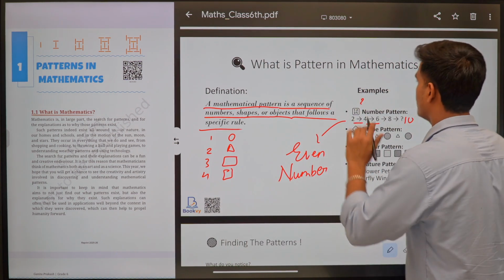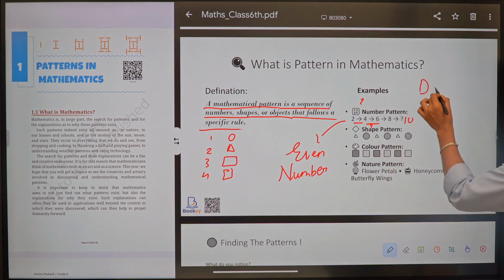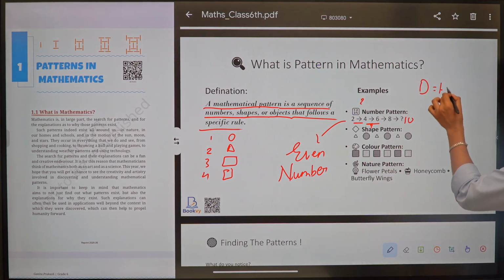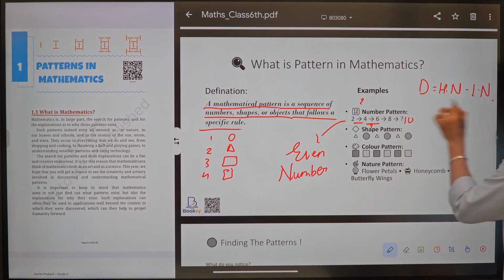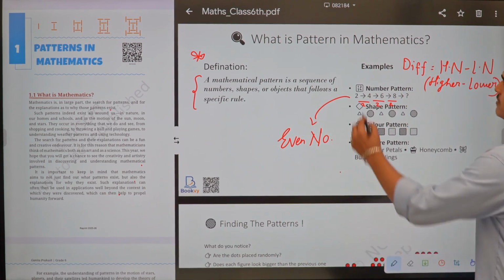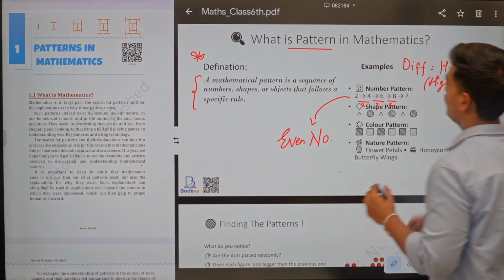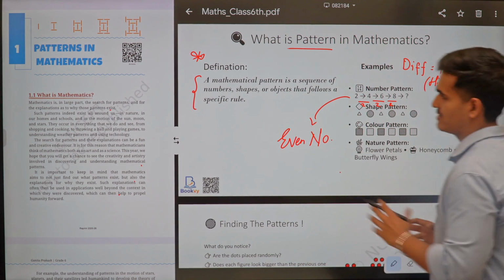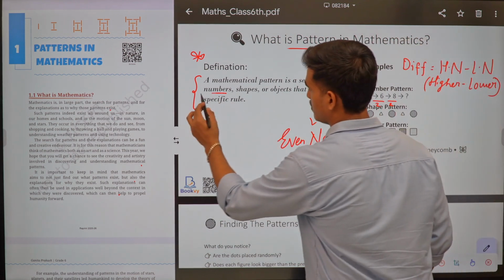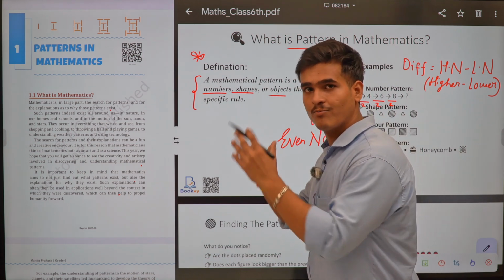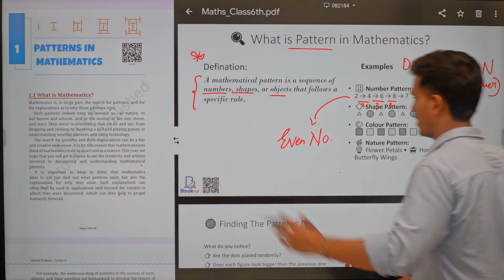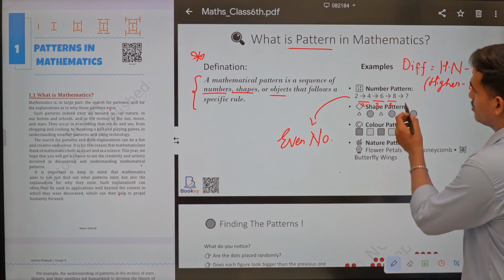I will tell you. If you want to find the difference, there is a simple formula: highest number minus lowest number, you will find the difference. As we have discussed the pattern definition, and we have learned what patterns in mathematics are, right? We have learned about numbers, shapes, and objects, and how rules are followed to form a pattern.